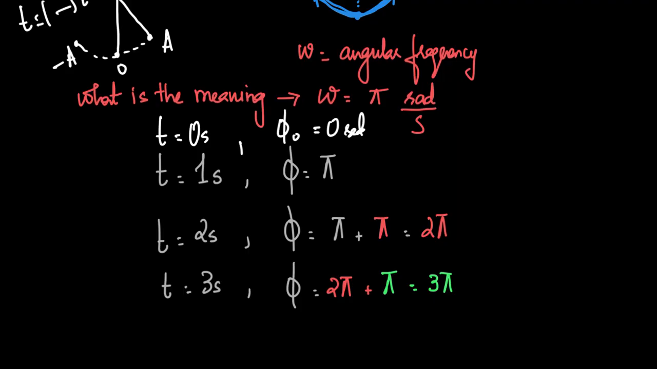At t is equal to 2 seconds, it will further increase by a value of pi, which makes the instantaneous phase at that point equal to 2 pi. At t is equal to 3 seconds, another pi is added, which makes it 2 pi plus pi, 3 pi. Almost analogous to saying v is equal to u plus at, right?